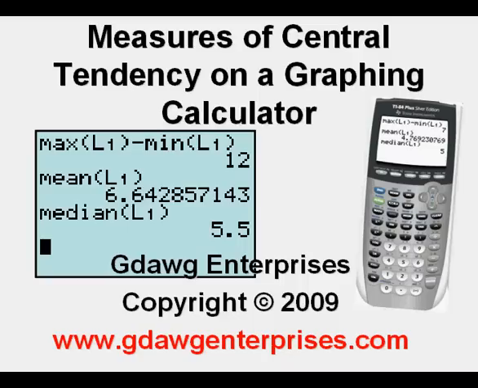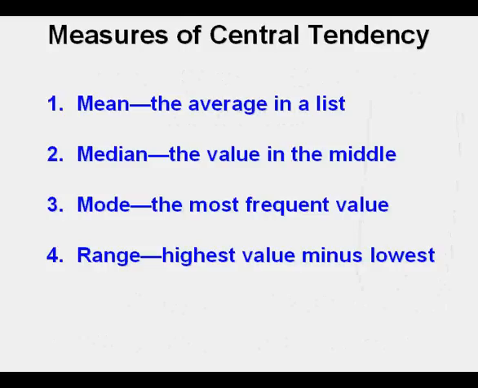Measures of central tendency on a graphing calculator. We will examine the four measures of central tendency and use the features of the TI-83 and TI-84 series of calculators to calculate them. These four measures are mean, median, mode, and range.